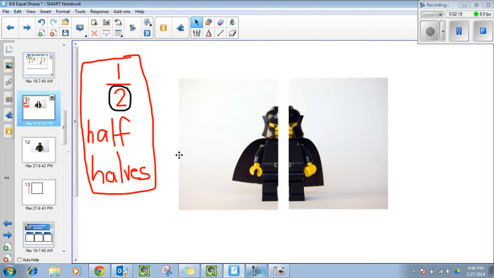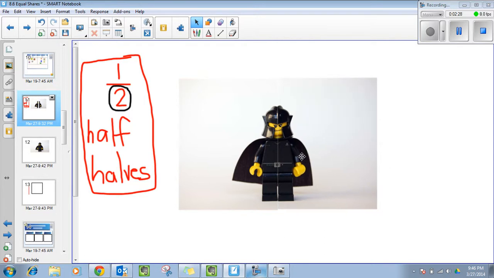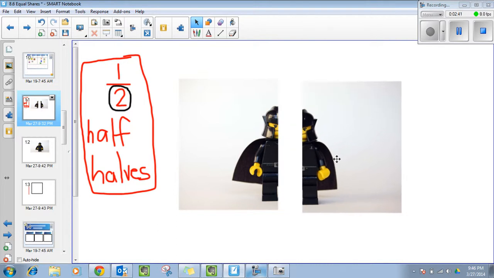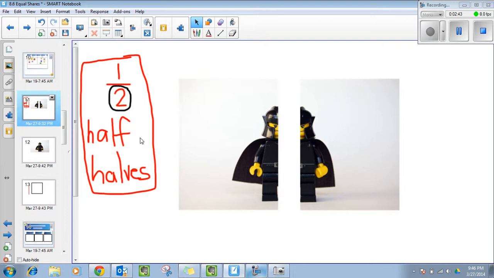Now, in order for it to be halves, both pieces need to be the same exact size. If we put those 2 pieces back together, we end up making one Lego guy. This is the whole, right here. So my Lego guy is whole. If I again work some magic and pull them apart, there are our 2 pieces, which would be halves. The big thing to understand about halves is that it's 2 pieces that are the exact same size. Halves has to be a total of 2 pieces, and they have to be the exact same size.